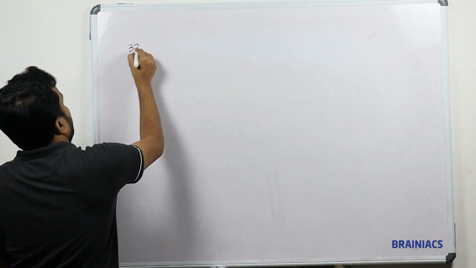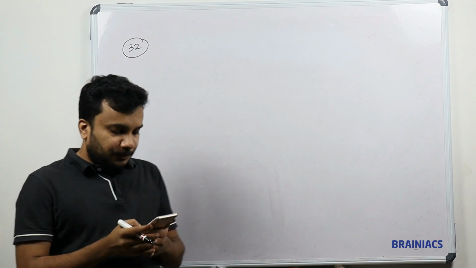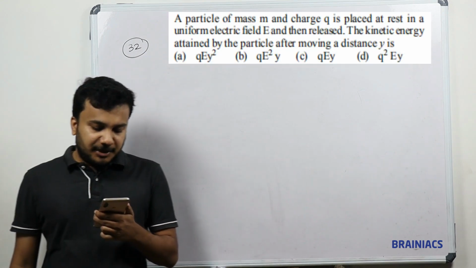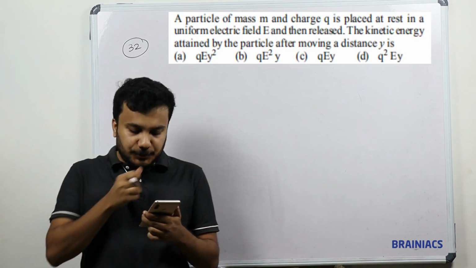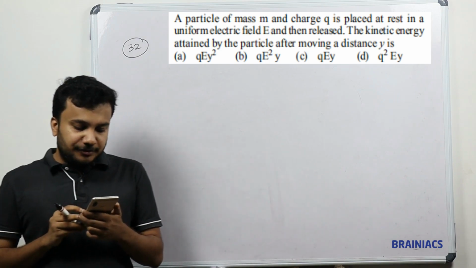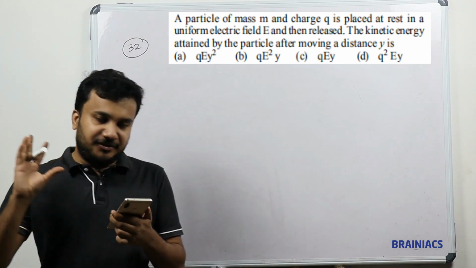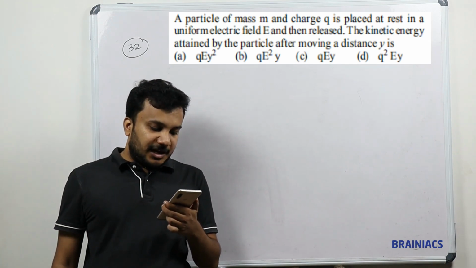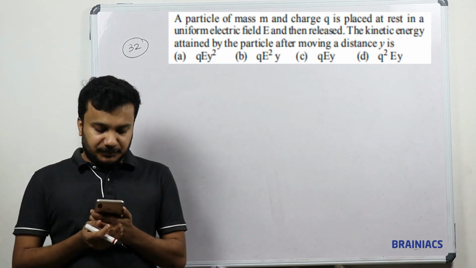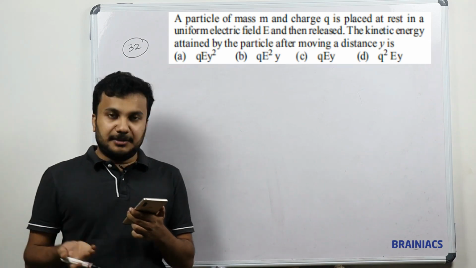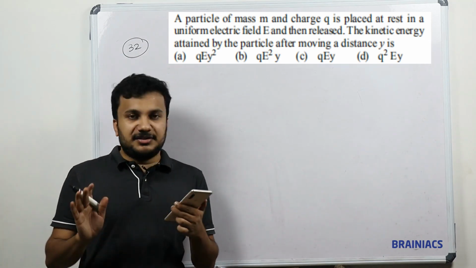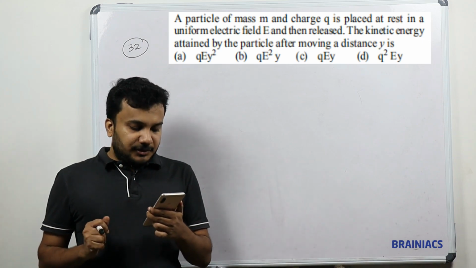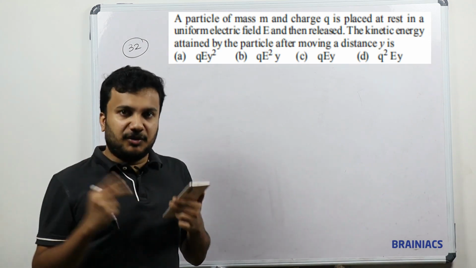Question number 32. What is question number 32 specifying? A particle of mass m and charge q is at rest in a uniform electric field E and then released. What is the kinetic energy attained by the particle after moving a distance y? The question is simple. A particle of mass m, with charge q, is placed at rest in a uniform electric field. Then it is released, so it is moving. What is the kinetic energy?